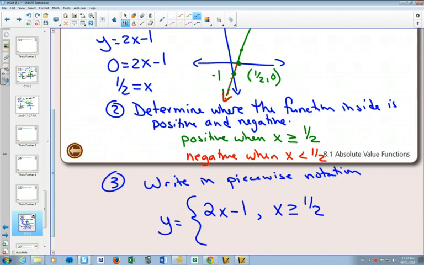However, where it's negative, remember what happens to move it up here? You would multiply by a -1. So you just take your original equation, which is 2x minus 1, and put a negative in front of it. You can leave it in brackets. You don't have to distribute it. Just leave it like that. And then say that happens when x is less than 1/2. And that's the answer in piecewise notation.